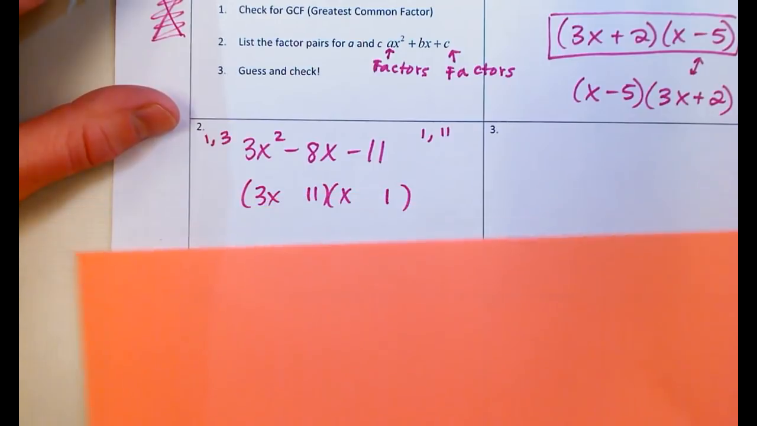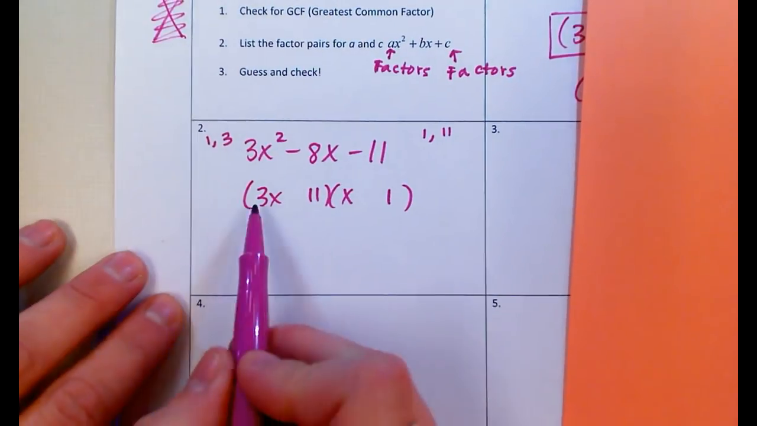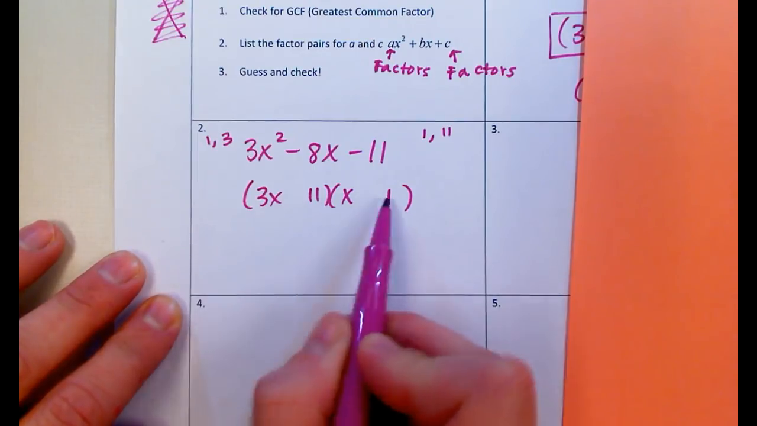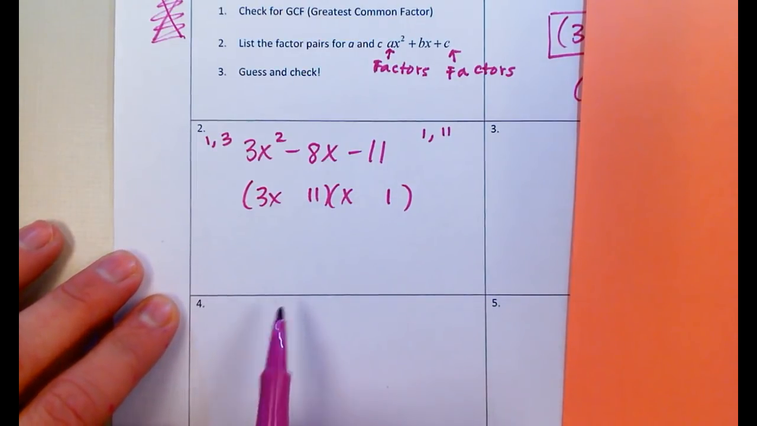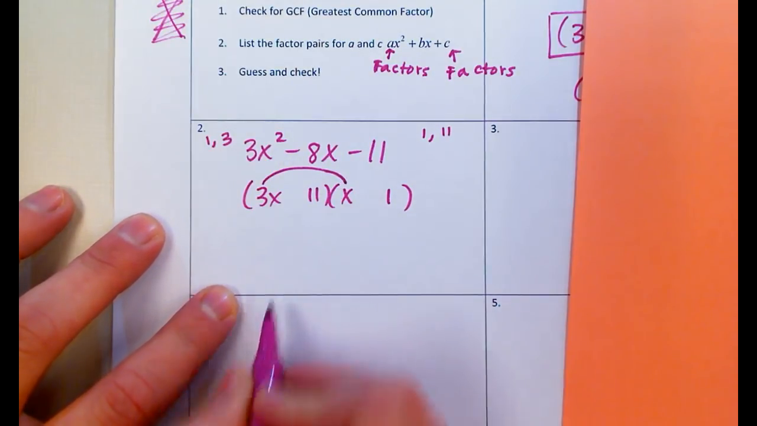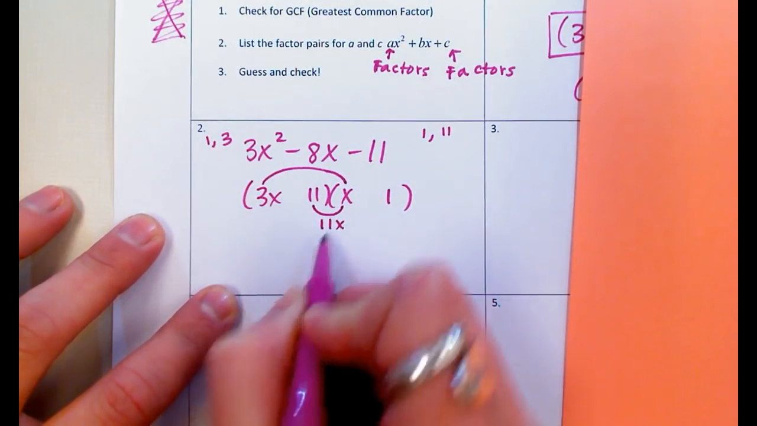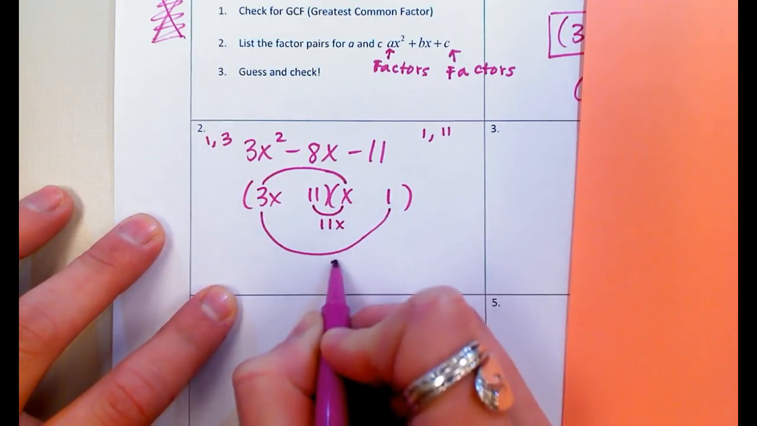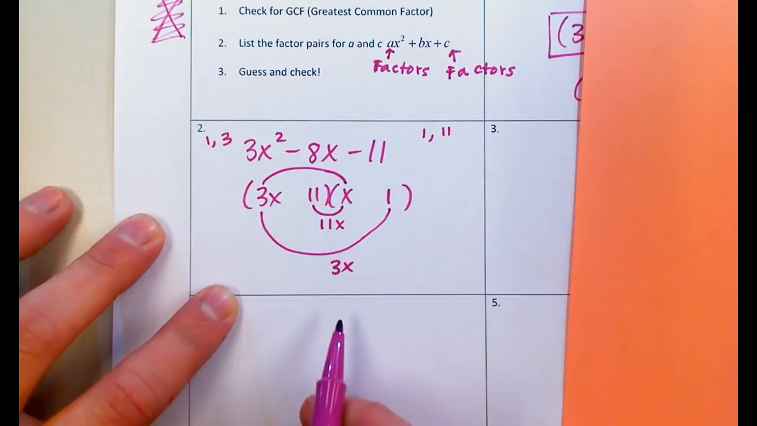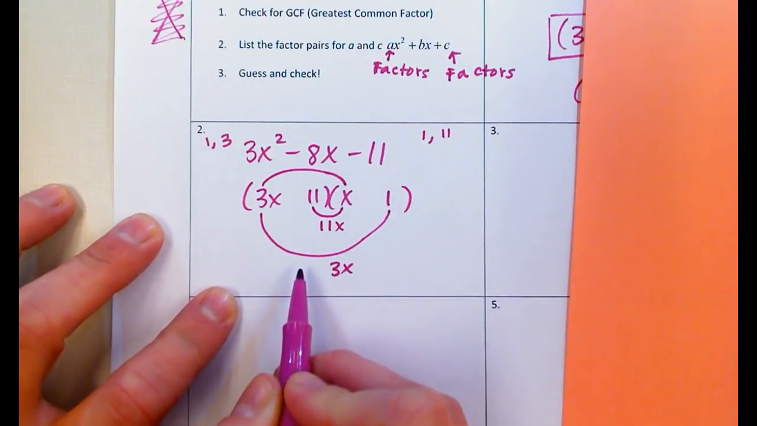I started setting mine up. I knew I needed 3x and x to get my 3x squared, and I've put my positions here with 11 and 1. So I'm multiplying 3x times x to get 3x squared. The inside will give me 11x, and the outside will give me 3x. And this part, 11 times 1, will give me 11. But I need to make sure I have the correct signs.